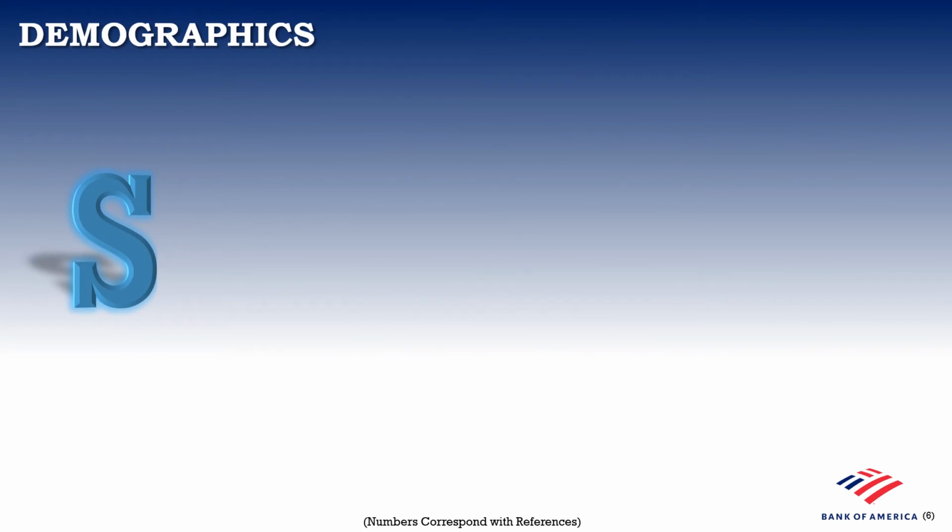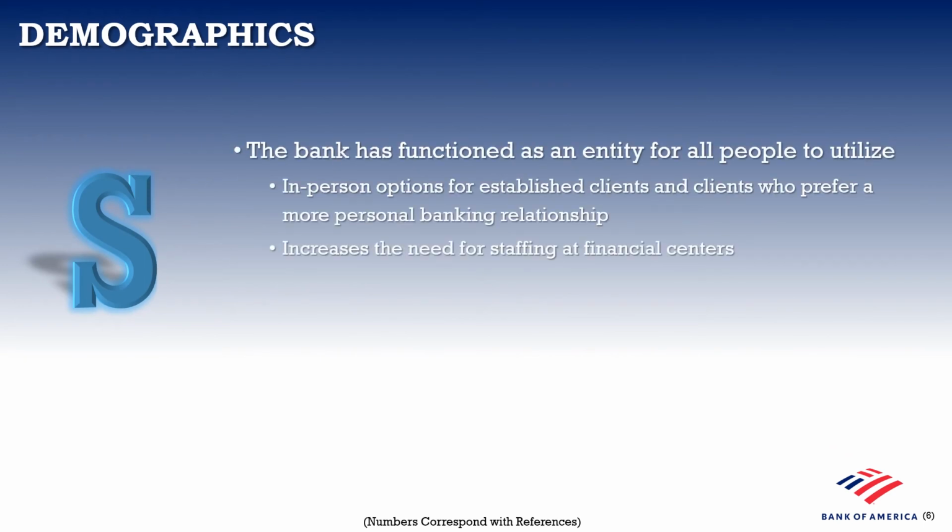The last sociological factor has to do with demographics. Bank of America from day one has really functioned as an entity focused on being available to all people equally. They wanted to make sure that there is a continuation of in-person options for established clients and clients who prefer that more personal banking relationship. But this, of course, increases the need for staffing up financial centers as more and more of the banking world becomes digital and less personal. Bank of America takes a high-tech, high-touch approach to it, which ensures that they are doing their best to not alienate different groups of clients who still need that in-person interaction.